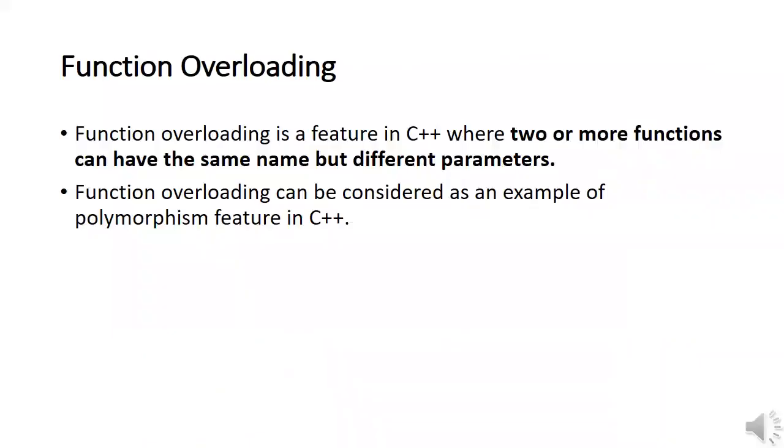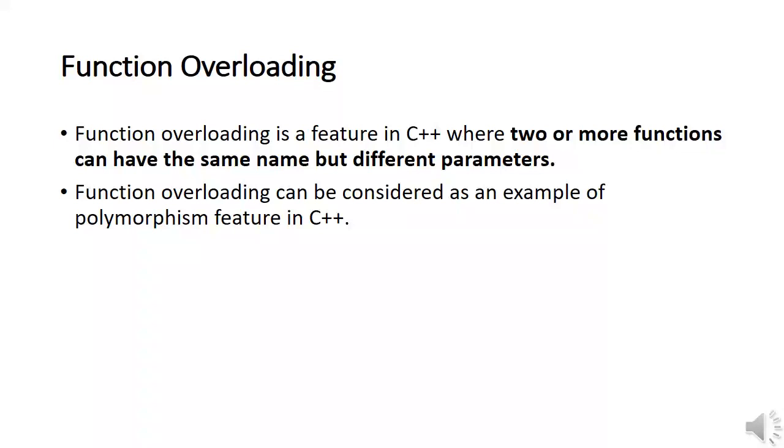Function overloading is one of the main features of C++ programming. By using this feature, we can write a program having two or more functions with the same function name but different parameter values. This feature is called function overloading. Function overloading is also considered one of the main examples of the polymorphism feature in C++.